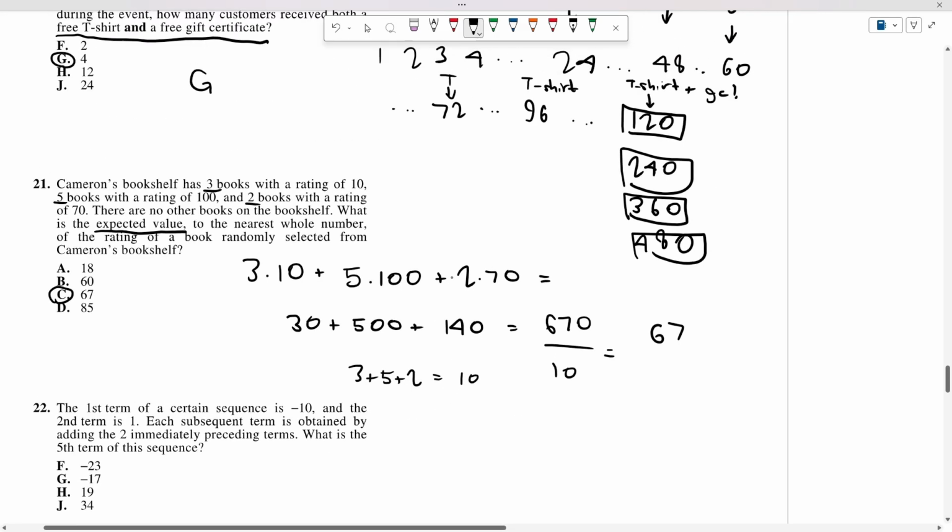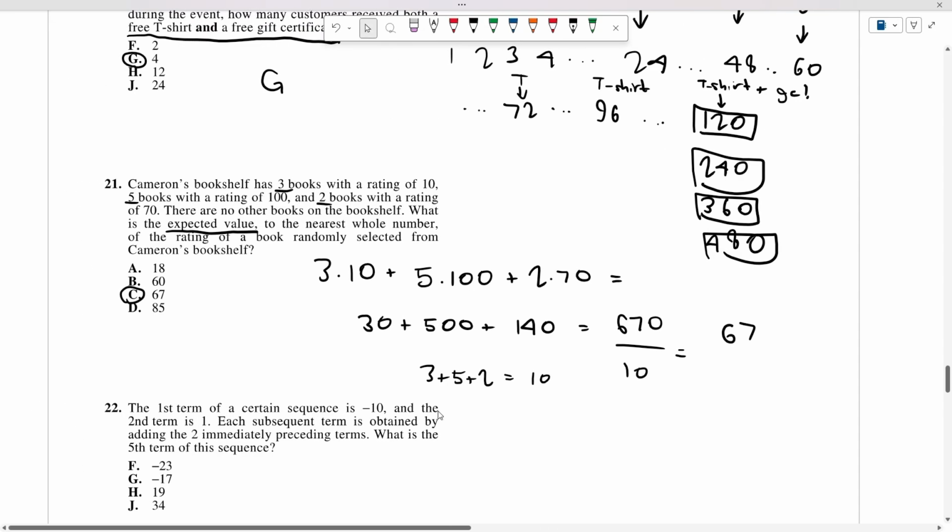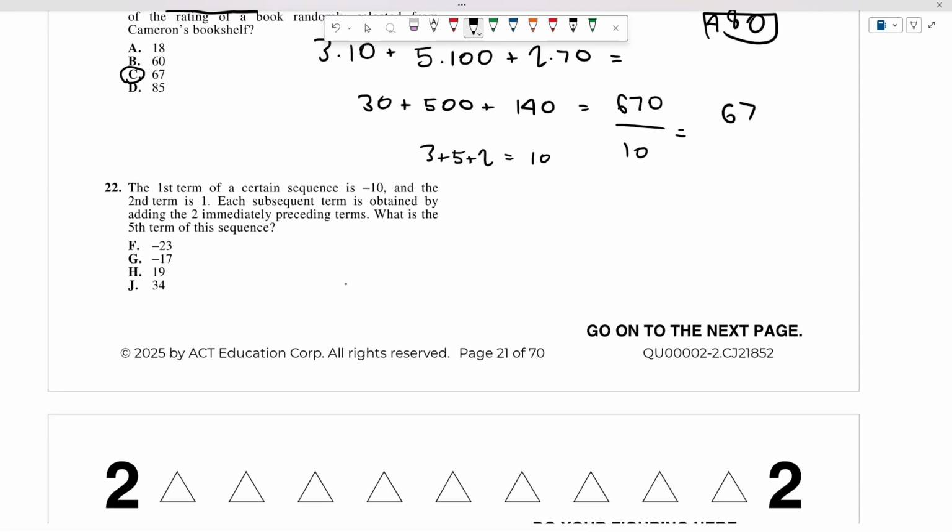For 22, the first term of a sequence is negative 10. If it gives me the first term, I'm writing the first term. I'm going to start writing the sequence. So I have negative 10. The second term is 1. Each subsequent term, meaning each next term, is obtained by adding the two immediately preceding terms. What is the fifth term?